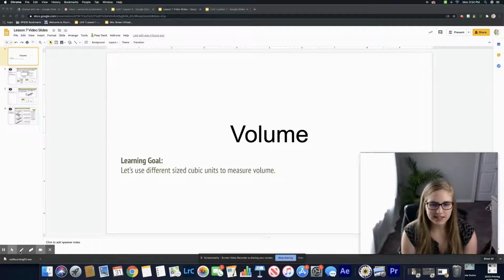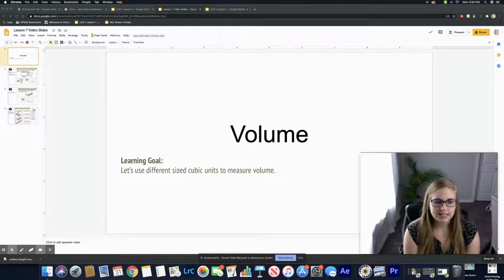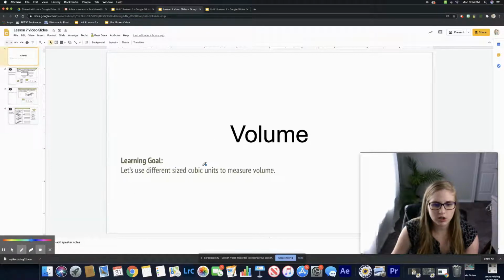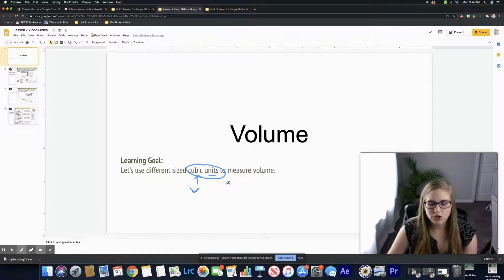Today we are going to continue our study on volume. Our learning goal today is let's use different sized cubic units to measure volume. And remember, when we see the word cubic units, cubic refers to volume, so V for volume, and units, that is just a type of measurement. So think feet, inches, centimeters, meters.